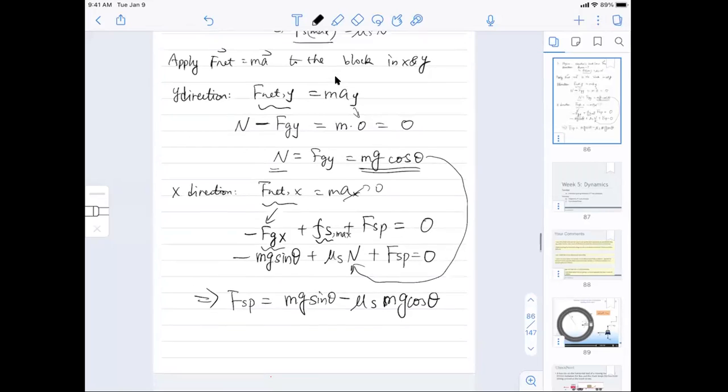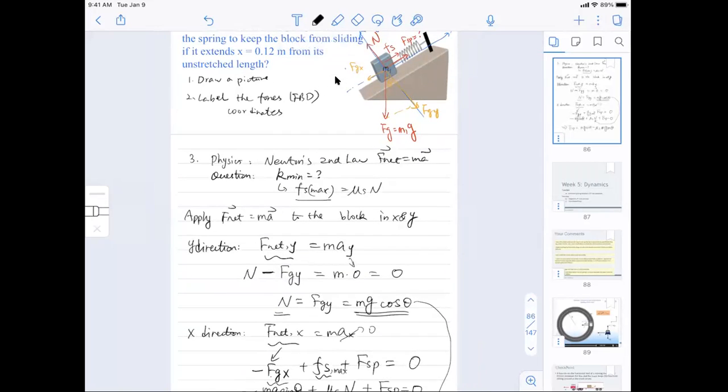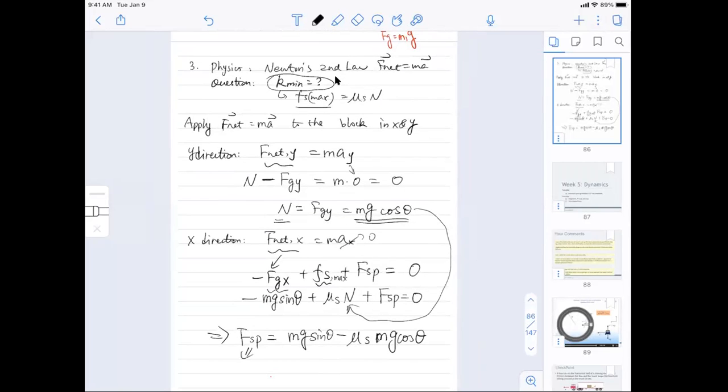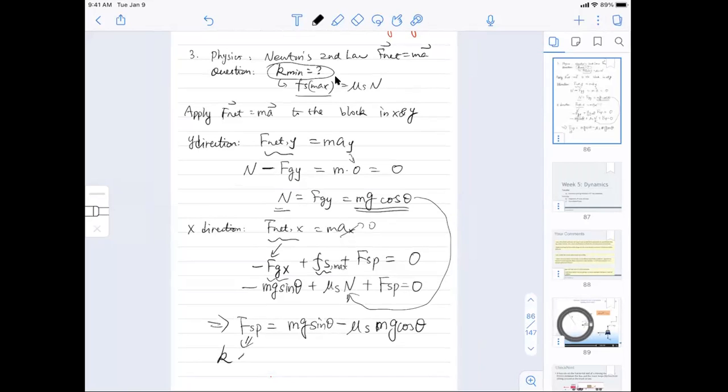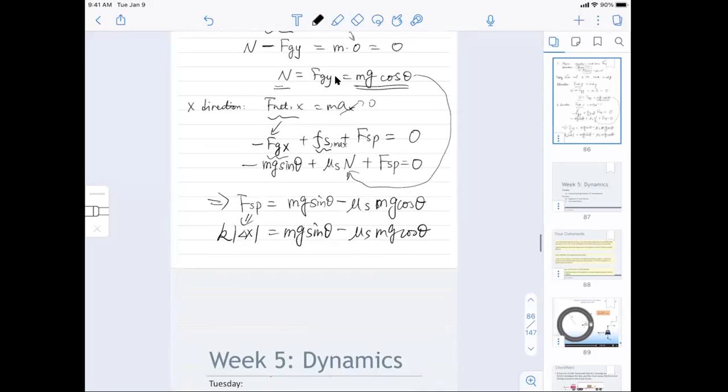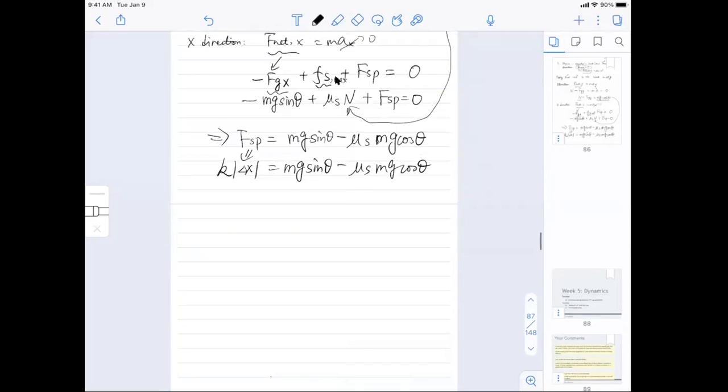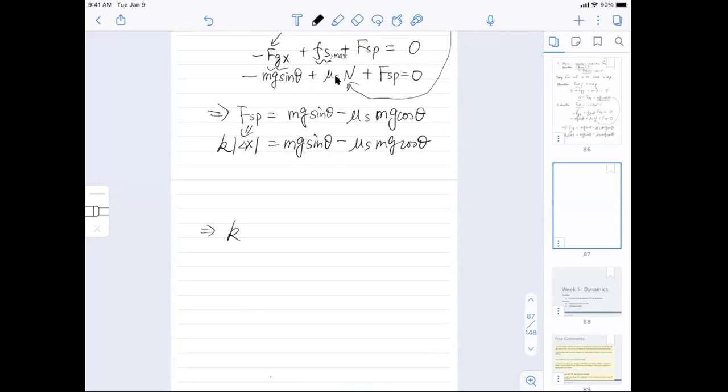Okay, and is that what we're trying to solve? We're trying to solve for the spring constant. So I need the K. That's not too hard. I can plug in K delta X. Because I'm dealing with simply the magnitude here, I just need the absolute value. So K times delta X is mg sine theta minus mu of s mg cosine theta. And the rest is simply plugging numbers, right? You want to know what K is: mg sine theta minus mu cosine theta over delta X.